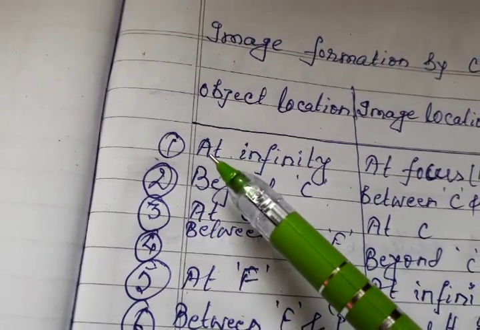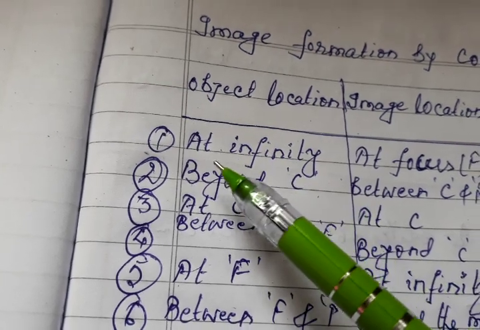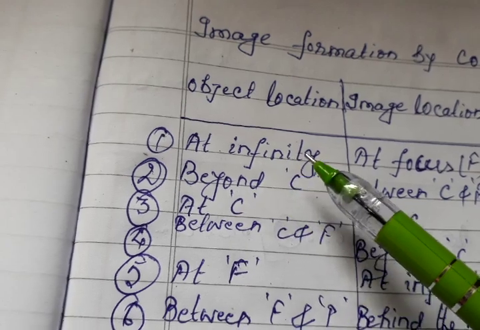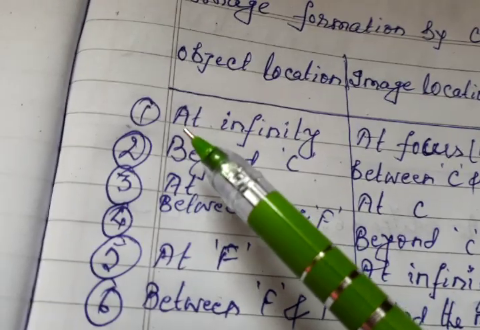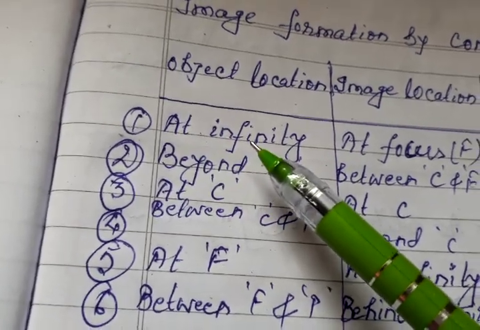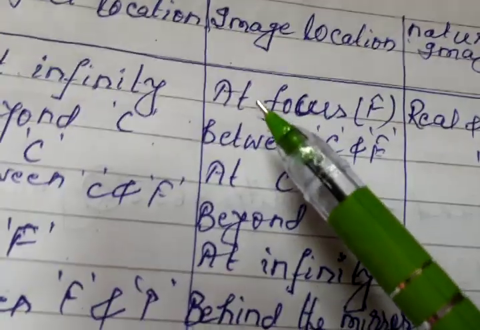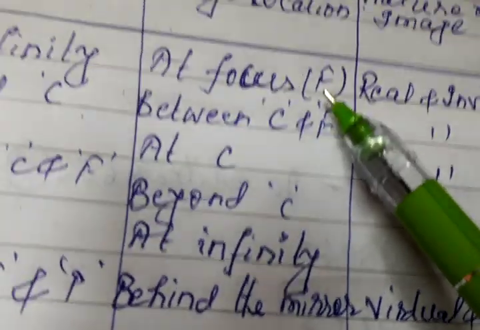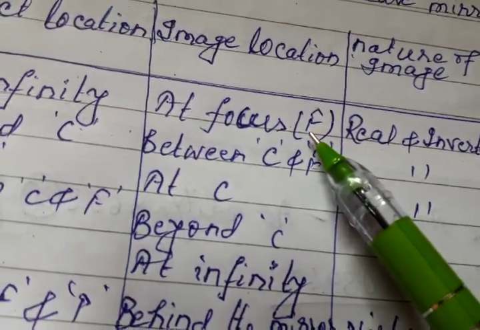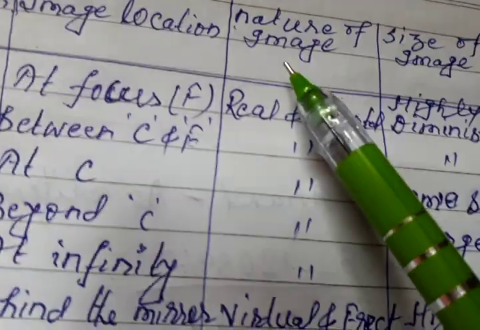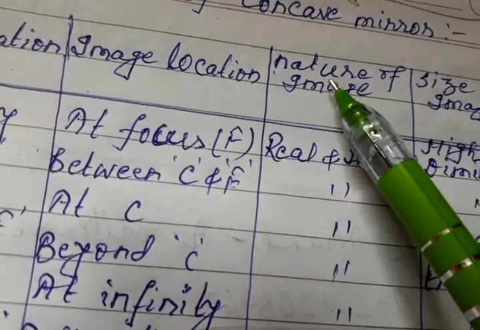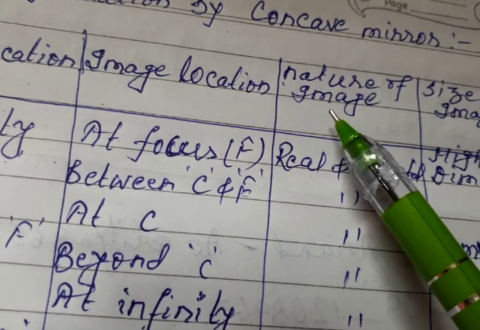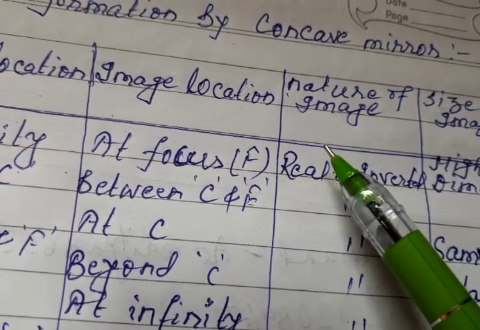First one, you can see, at infinity. Infinity means at infinite distance, there is no limitation of distance. Whenever the object is at infinity, where is the image formed? At focus, abbreviated as capital F, also called the principal focus. And what is the nature? The nature can be real or virtual. This is the nature of the image. Okay, the nature can be real and virtual.